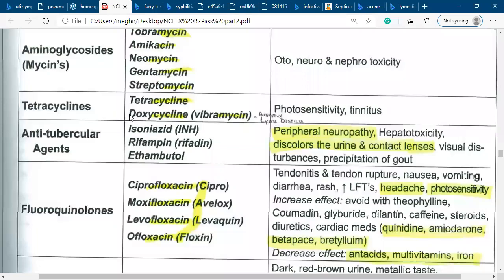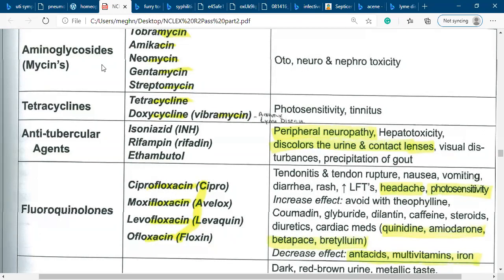So the antibiotic tetracycline, right? Tetracyclines commonly used are tetracycline or doxycycline. Some books also say minocycline is an example of a tetracycline.